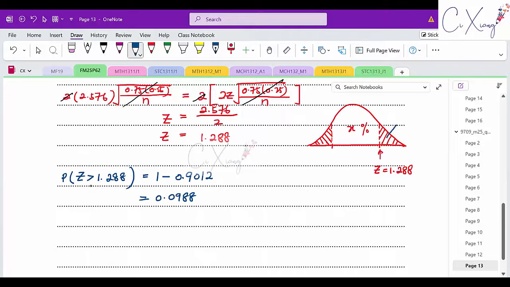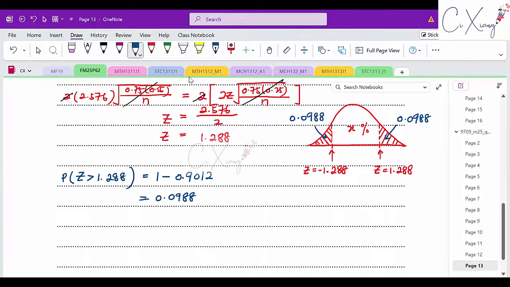Okay, so let's label the area. This area is 0.0988. You should know that in the confidence interval, they are actually symmetrical, in the center. So this value of Z will be a negative value, but same number, which is negative 1.288. So which means that this area is also 0.0988. So both areas here are 0.0988.